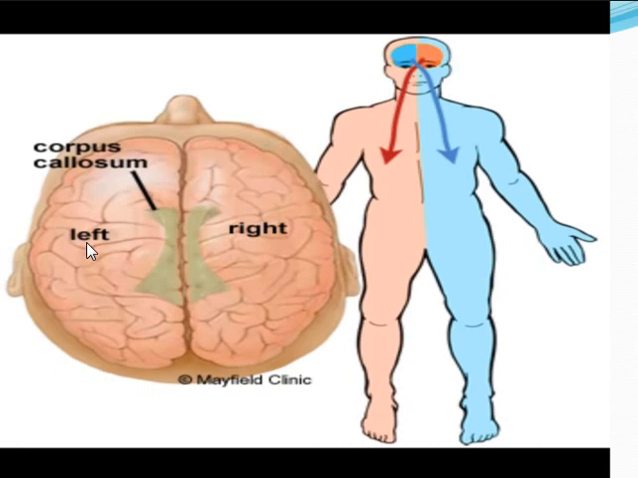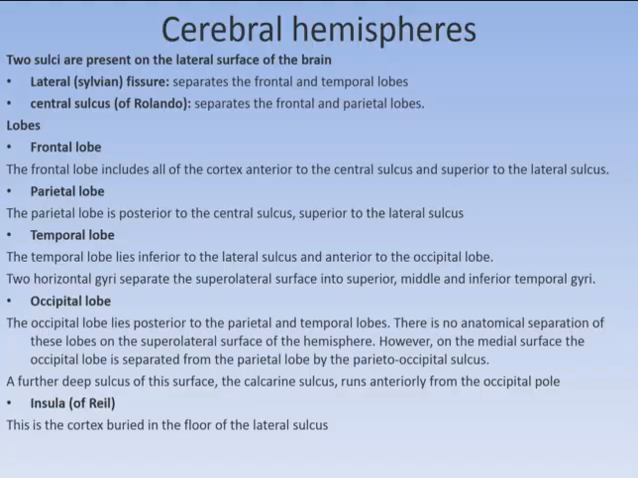The cerebral cortex is organized into folds called the gyri, and there are CSF-filled grooves between them called the sulci. The deeper and more anatomically constant sulci are known as the fissures. On the superolateral surface of the cerebrum, we have two sulci. The lateral sulcus separates the frontal and temporal lobe, and the central sulcus separates the frontal from the parietal lobe.